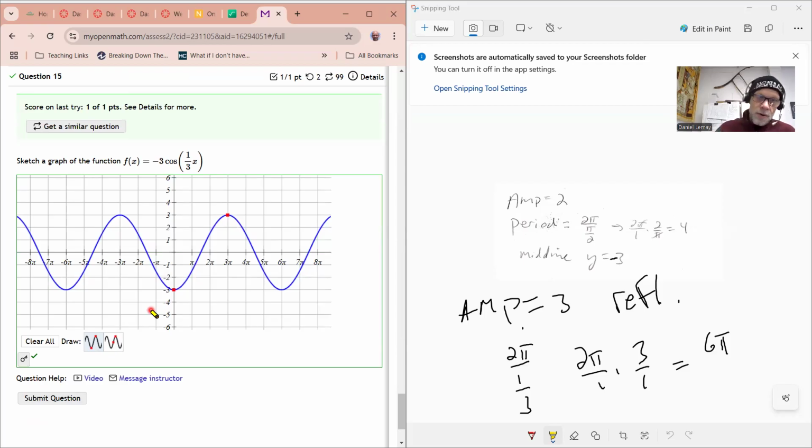Okay, so cosine for the first graph, sine for the second graph, second tool. I hope that helps you out.